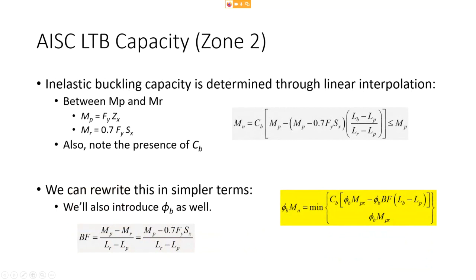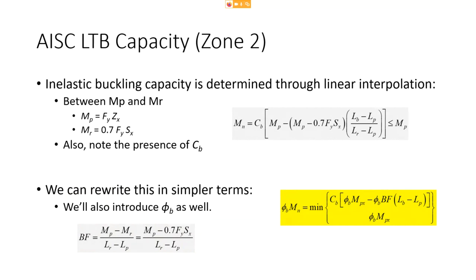Now, let's look at zone 2 and zone 3. Zone 1, the capacity is just MP, so there's really nothing to say about that. Zone 2, our capacity is between MP and MR. I didn't put subscripts on the MP and MR; I'll do that later. Zone 2 is just linear interpolation. So this equation here in gray looks big, but it's just linear interpolation.